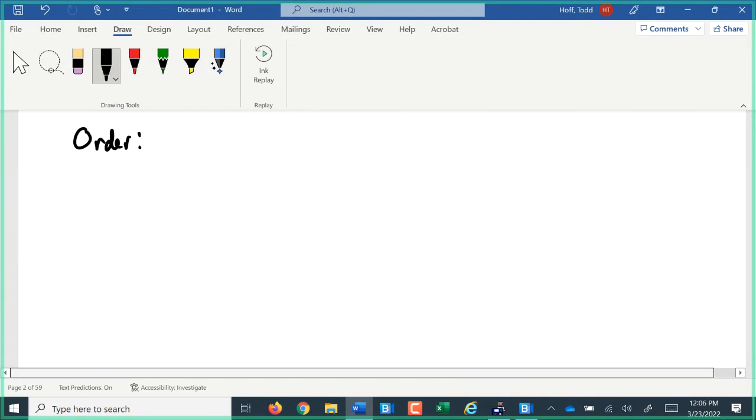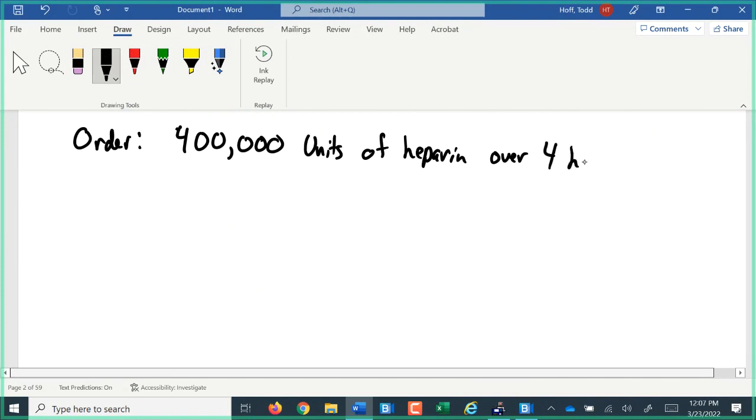Let's say we have an order from our doctor of 400,000 units of heparin administered over 4 hours. This is kind of like what we ran into on Monday where we had units or milliequivalents. We didn't really know what that unit really stands for, but we don't have to. We can use the other information to convert it to something that we do know how to administer to the patient.